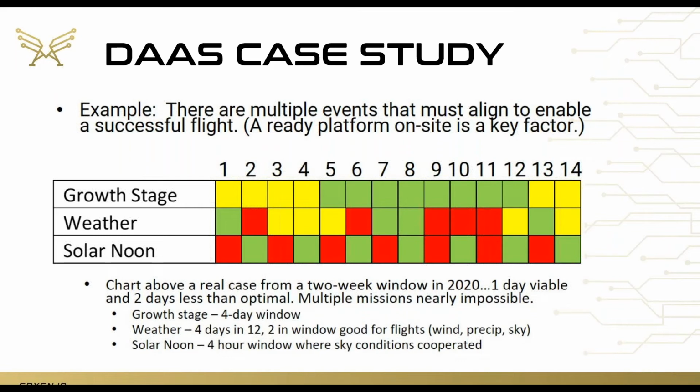And so this is an example from 2 years ago where we had a 14-day stretch where there was only one good day where the maturity target in terms of growth stage, the weather, and solar noon all cooperated. Other days were less than perfect, so we will fly those days as well, and we'll do our best to segment that information. But this gets you into some of the additional challenges that come with research-oriented sensing as opposed to production-oriented sensing.